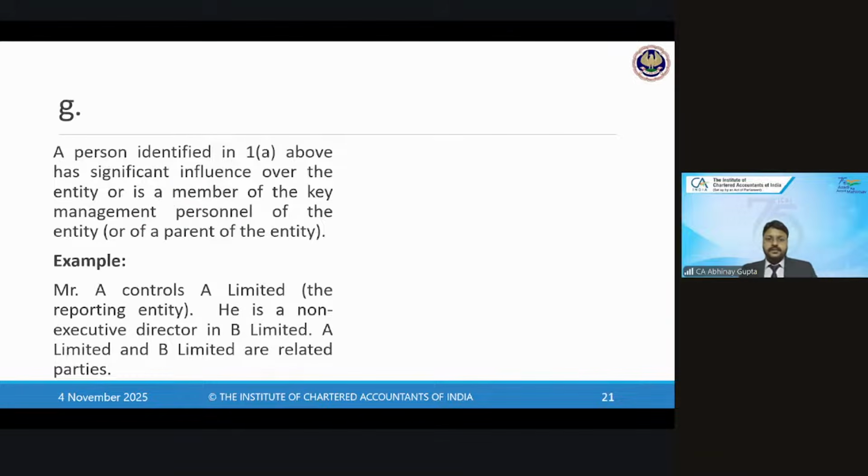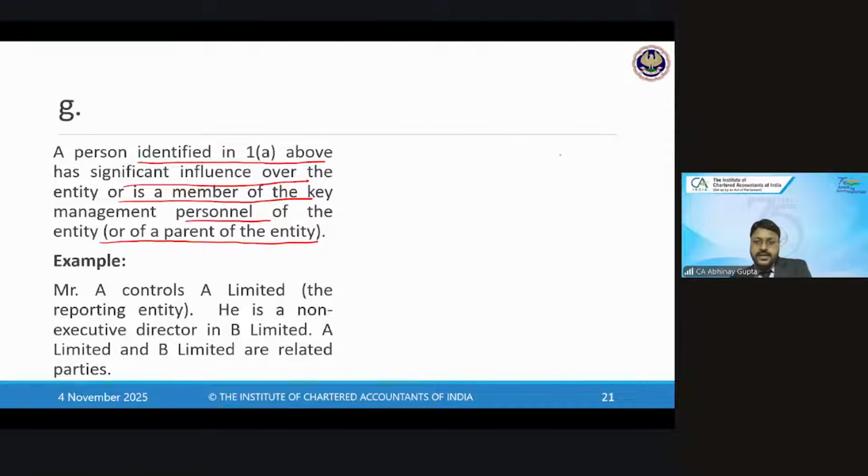I think it covers everything. No, it doesn't cover everything. We will speak about what is not covered as well, which the standard also discusses. A person identified in 1A above has a significant influence over the entity or is a member of the KMP of the other entity or of the parent of the entity, right? So this is clause G.